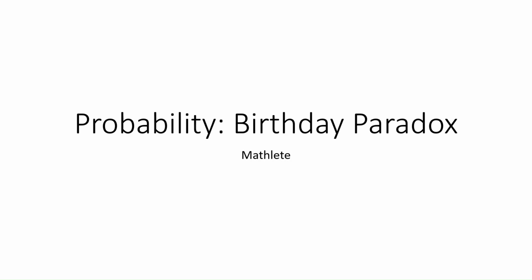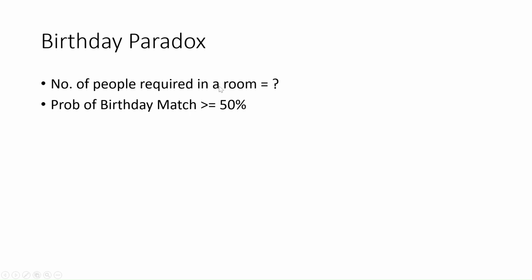So in this section, we'll study a problem called the birthday paradox. It's a very famous problem in probability theory. The problem definition is quite simple. What it says is: find the number of people that are required to be in a room so that the probability that two people have the same birthday, or overlapping birthday, is more than 50%.